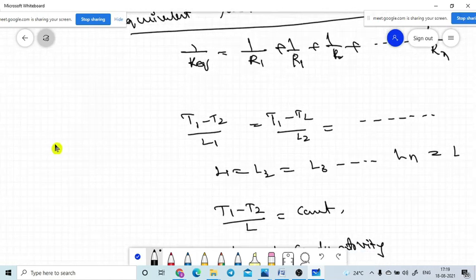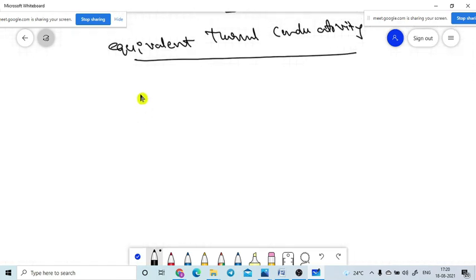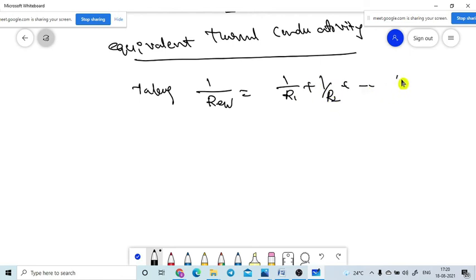So this value, 1 by R equivalent, K equivalent, is equal to 1 by R1 plus something. Here it is R. R equivalent is equal to R1 plus R2 plus and so on, as I wrote. The same formula I am taking, I need to find out the value. Please look at this: 1 by R equivalent is equal to 1 by R1 plus 1 by R2 plus and so on up to 1 by Rn. It is the formula. Are you getting it now?